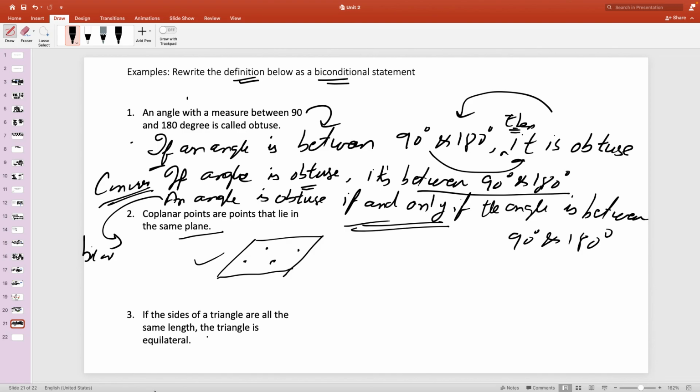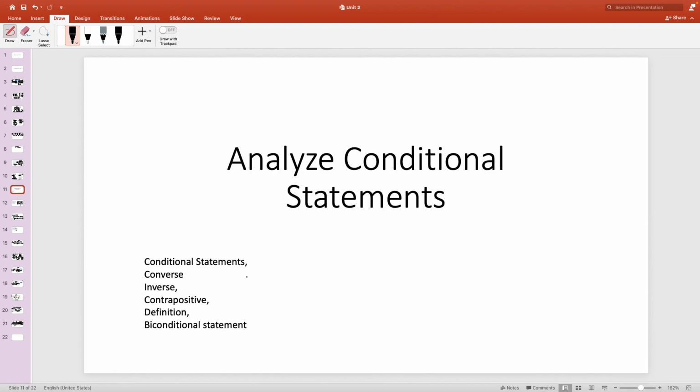Hopefully this was helpful. We covered quite a few topics in this session. I know some of them might be confusing, but hopefully this clarified and helped you. We covered conditional statements, converse, inverse, contrapositive, definition, and biconditional statement.